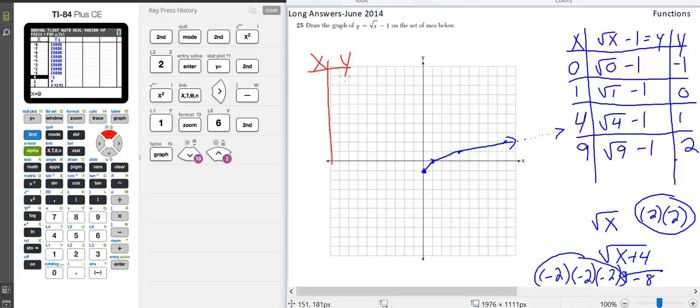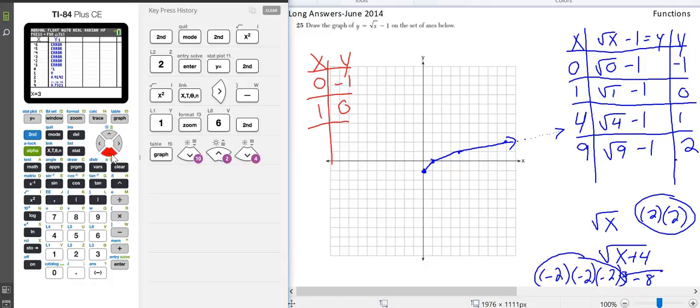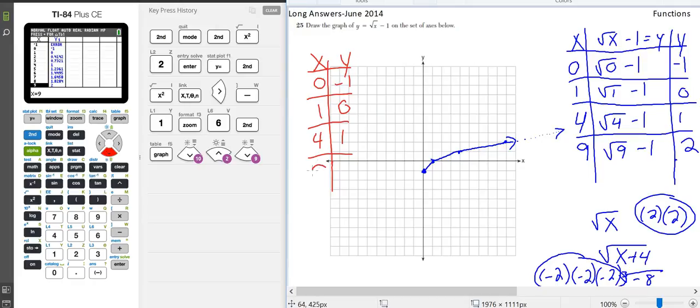So you can make your table and just copy it from the calculator. 0, negative 1. Next. 1, 0. Next. We're not going to use 2 because it's irrational. We're not going to use 3. But 4 gives us a good number. So 4 and 1. Let's keep on going. We're not going to use 5, 6, 7, or 8. 9 gives a good number. And then 10 we won't be able to use because it's irrational. And past that we can't use because it's not on our graph. So without having to actually plug in values like we did before, you could just use your calculator to give you the table.